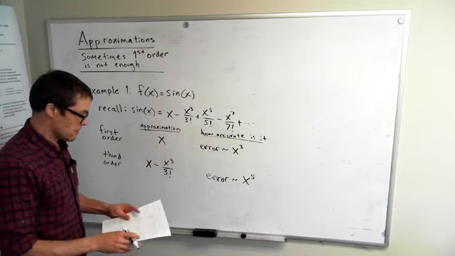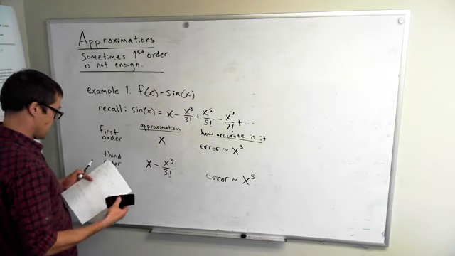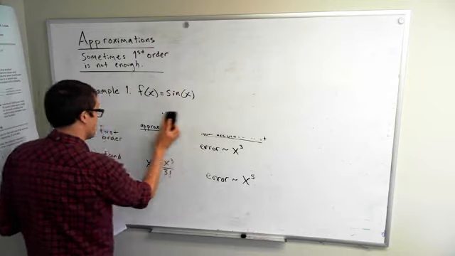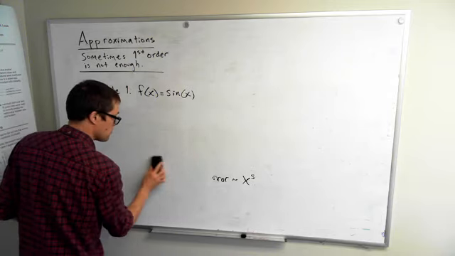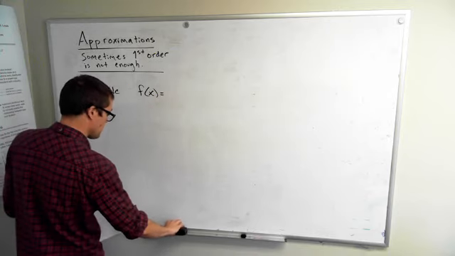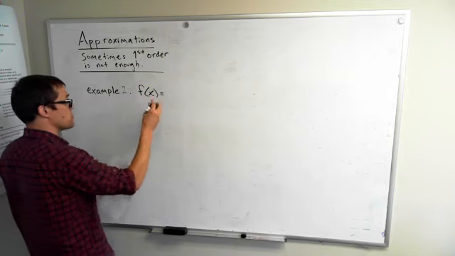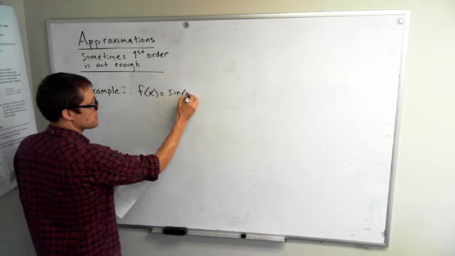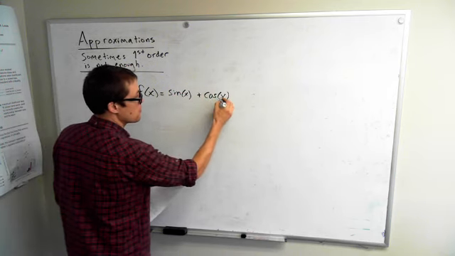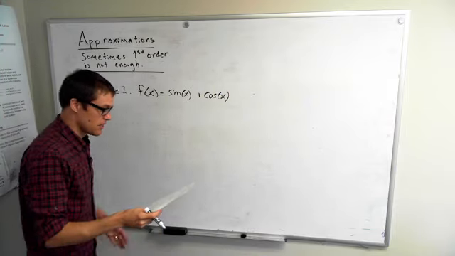Okay? So let's do a slightly more complicated example. And then we'll get closer to what's happening in that problem 7.32. Okay, so example 2. Example 2 is going to be a sum of a sine x and a cosine x. Okay, so that's a function you might encounter.